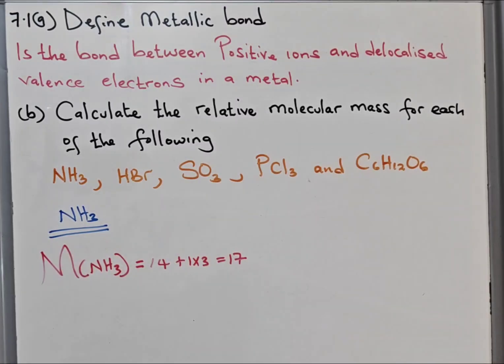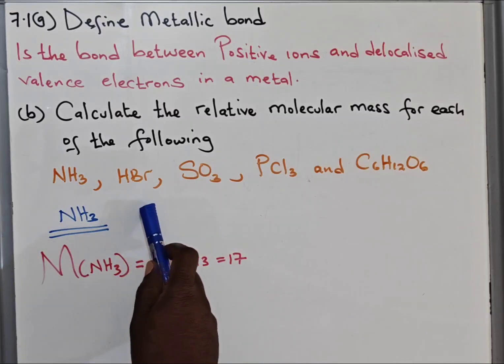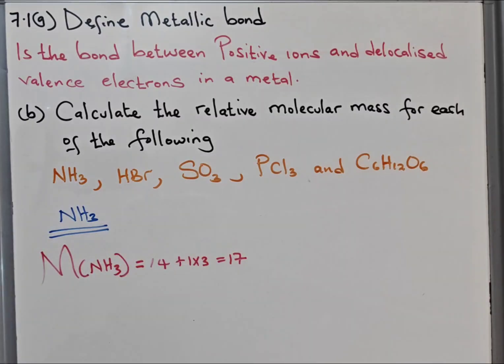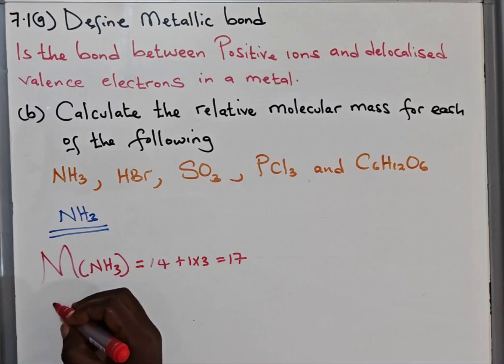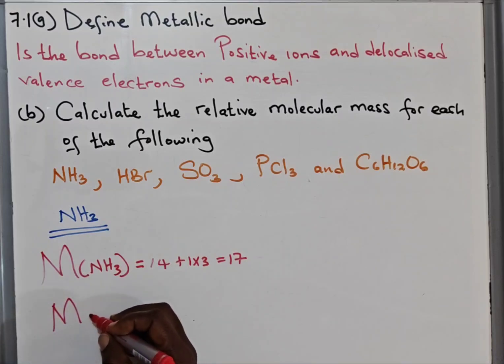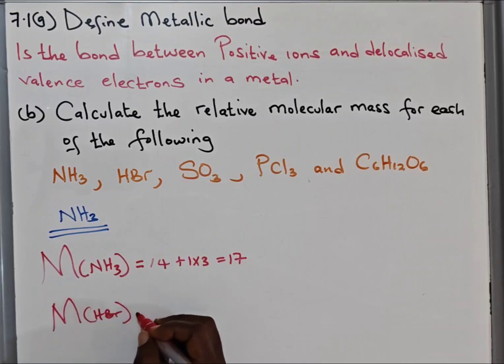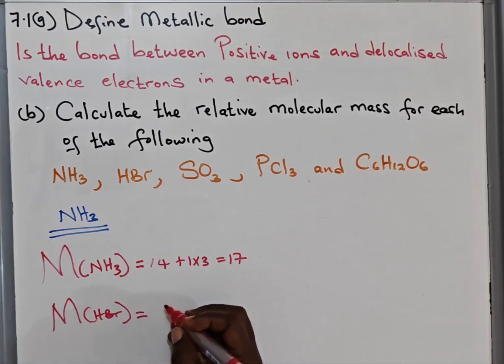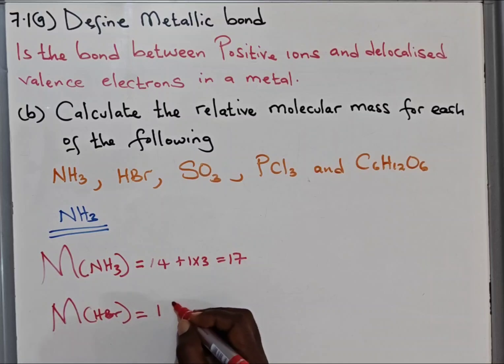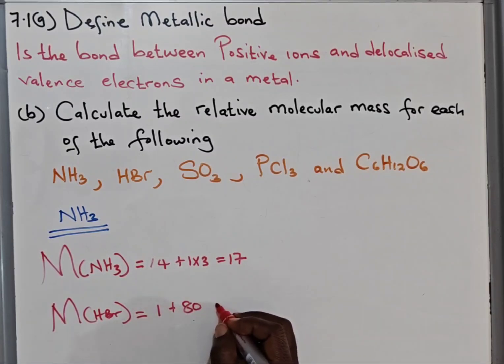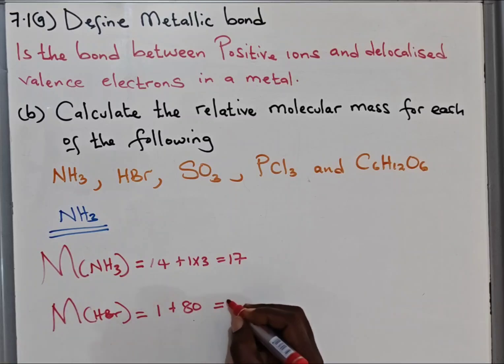Then we come to the relative molecular mass of hydrogen bromide. If M stands for relative molecular mass, and we put the compound of interest here, which is hydrogen bromide, we know that hydrogen is 1, plus bromine, which is 80, giving us 81.